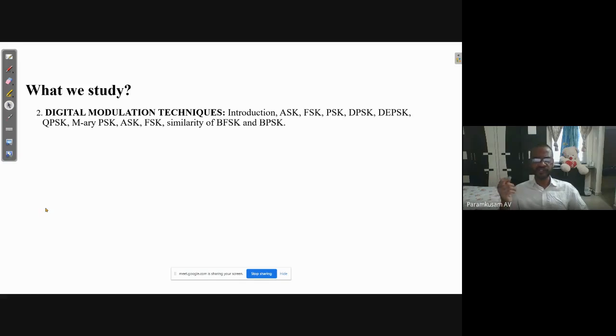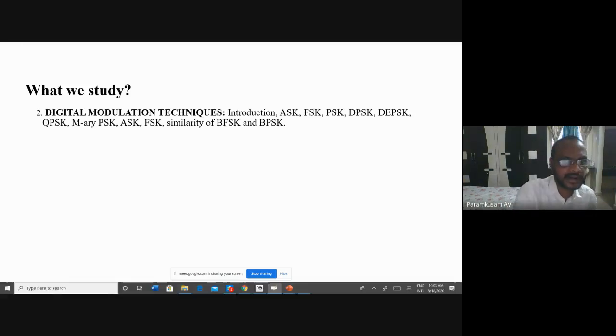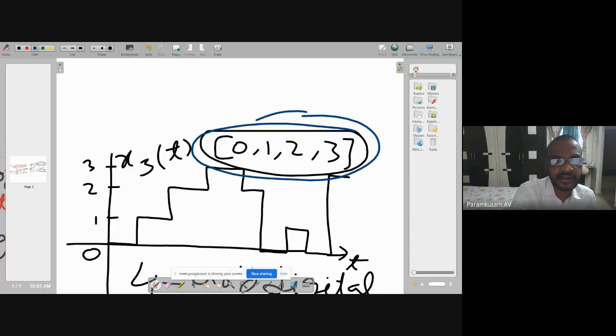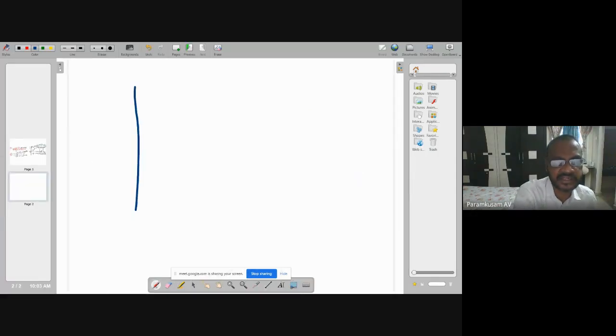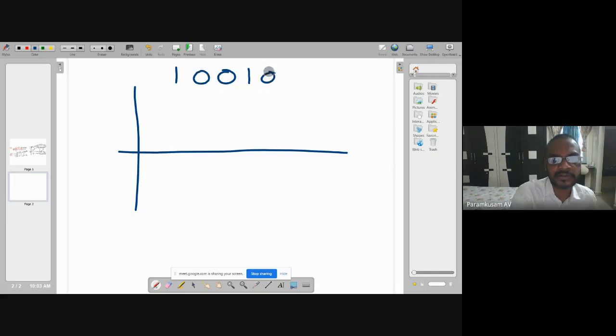Then why do we use the term keying here? Because a digital signal has only two values. Generally, we take the digital signal as a binary signal. Suppose this is the digital signal. I transmit 1 0 0 1 0 1 1 0. Suppose it is the sequence of bits that is to be transmitted.